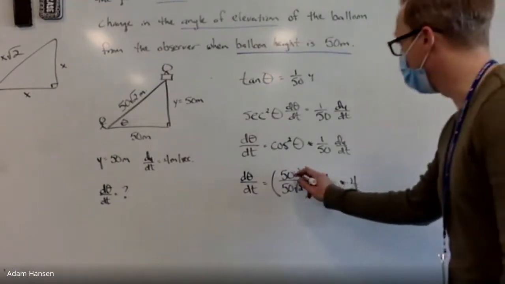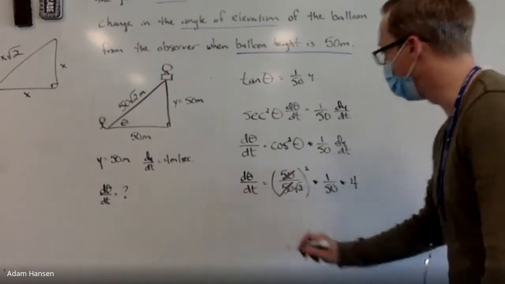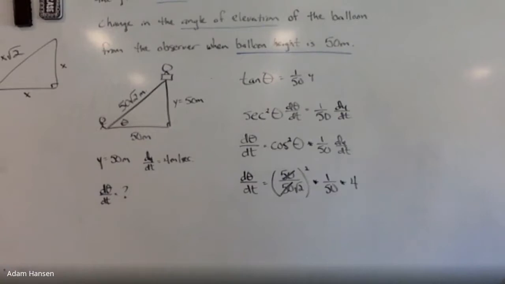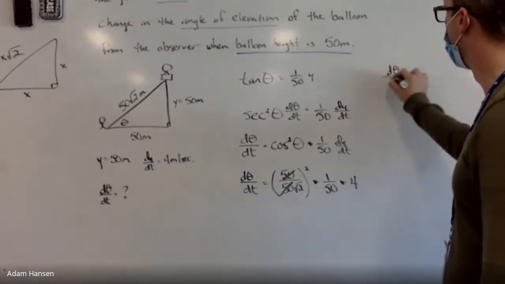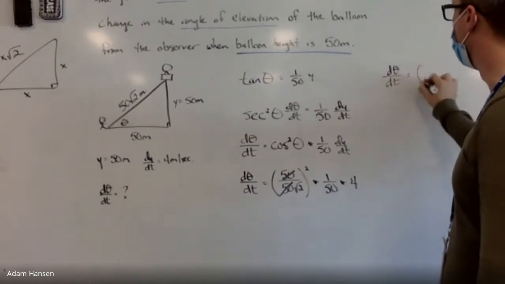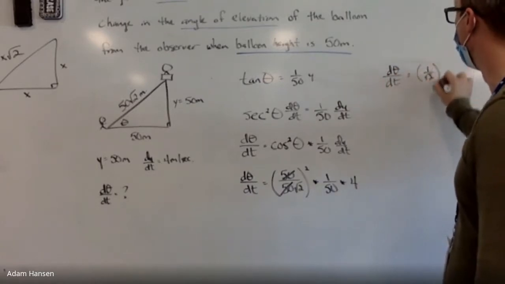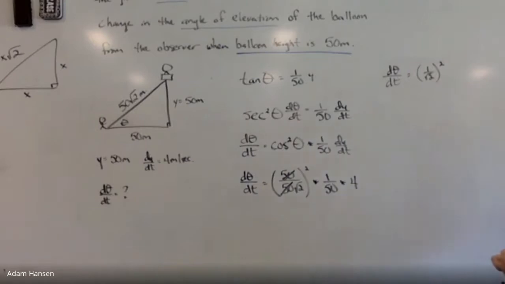So let's see, I could cancel this out. All that's left is just to simplify this expression here on the right. D theta dt equals 1 over root 2 squared times 1 over 50 times 4. Let's just call that 4 over 50.